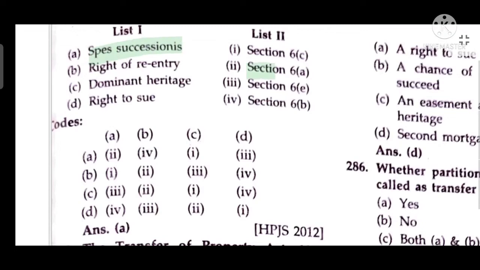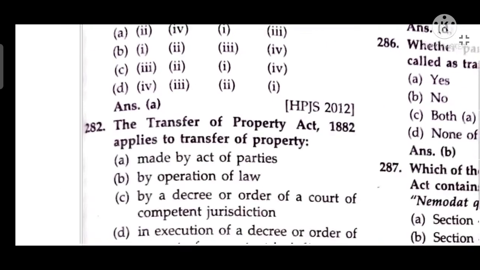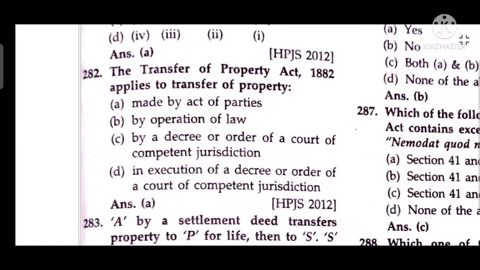Spes successionis, 6A. Right to re-entry, 6B. Dominant heritage, 6C. Right to sue, 6E. The Transfer of Property Act 1882 applies to the transfer of property made by the act of parties.